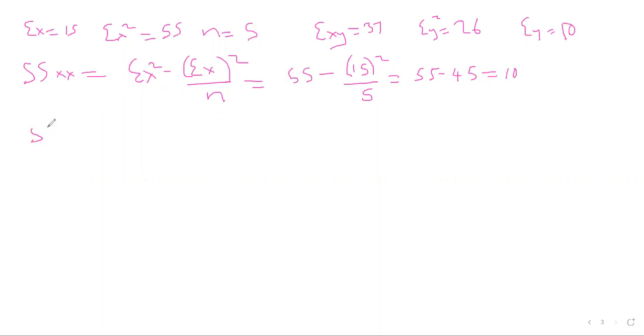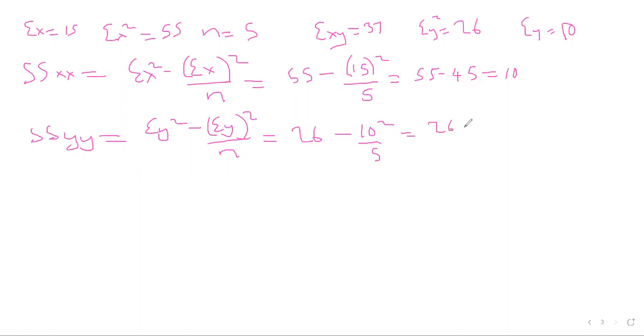Then Syy is the same, but where there is x, just put y. So here, our summation of y squared is 26, minus summation of y, 10, squared, over 5. 10 times 10 is 100, divided by 5 is 20. 26 minus 20, we get 6.